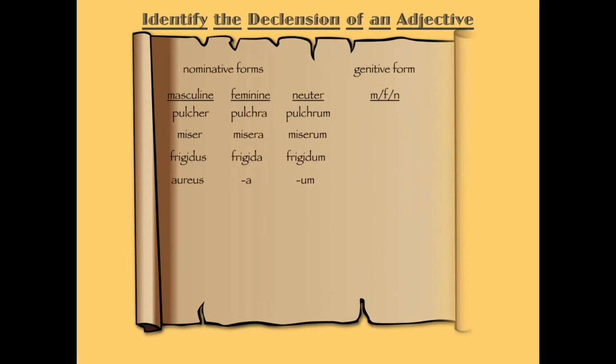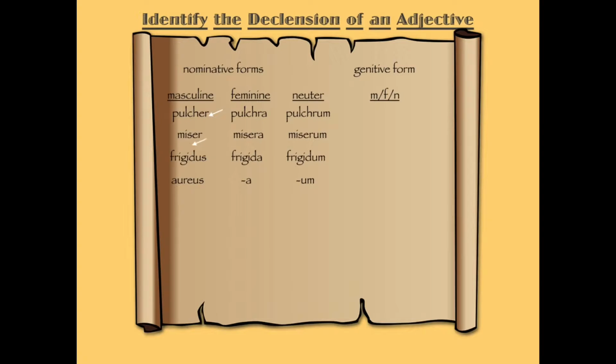First of all, let's learn to be able to identify the adjective when we see it on a vocabulary list. Latin adjectives are listed by their nominative forms on a vocabulary list. Take a look at this short list of adjectives. What I want you to notice are the endings on each of the nominative forms.